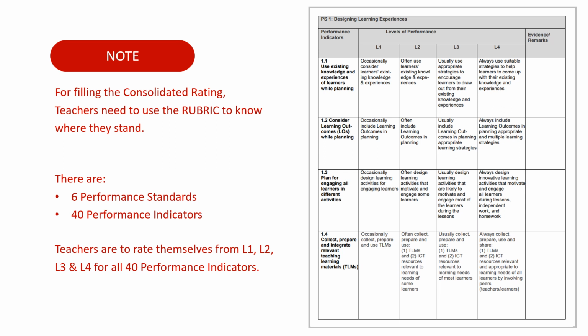Or say, for performance indicator 1.2, consider learning outcomes while planning. If this is something that you haven't done, you are still in level 1. And in the remarks or evidence column, you must write some remarks indicating why you are at level 1 for this performance indicator. So the same will apply for all the performance standards and the performance indicators.